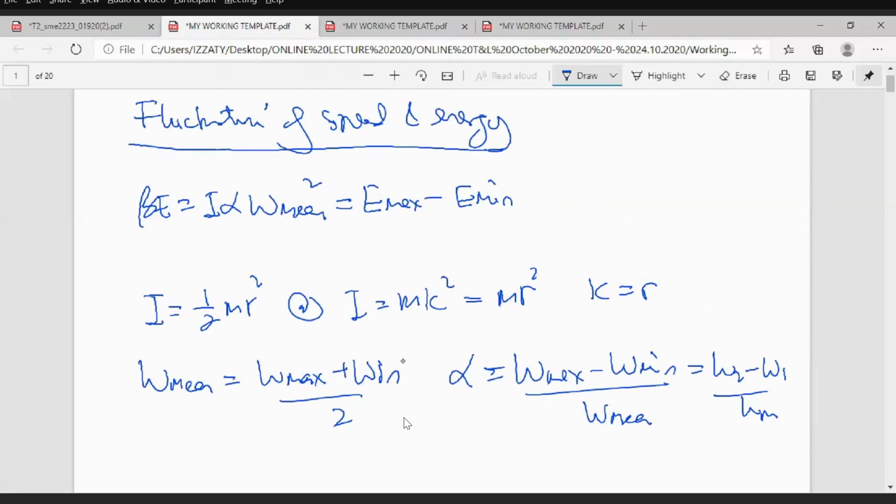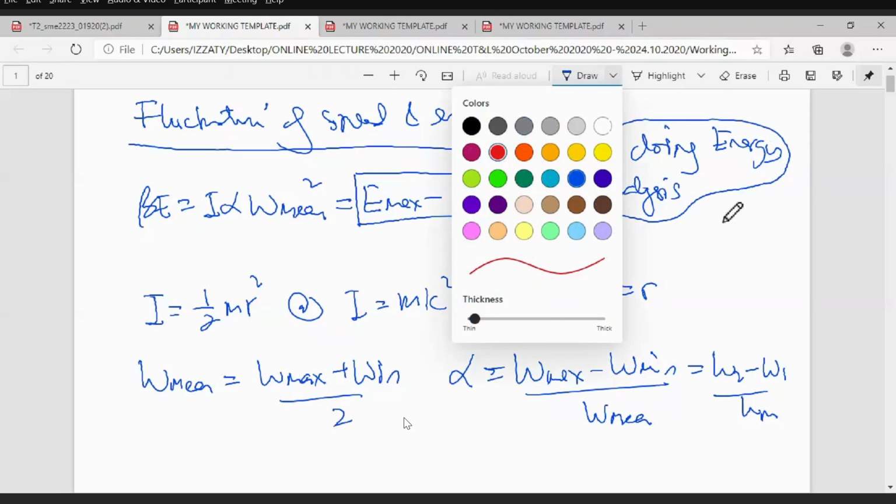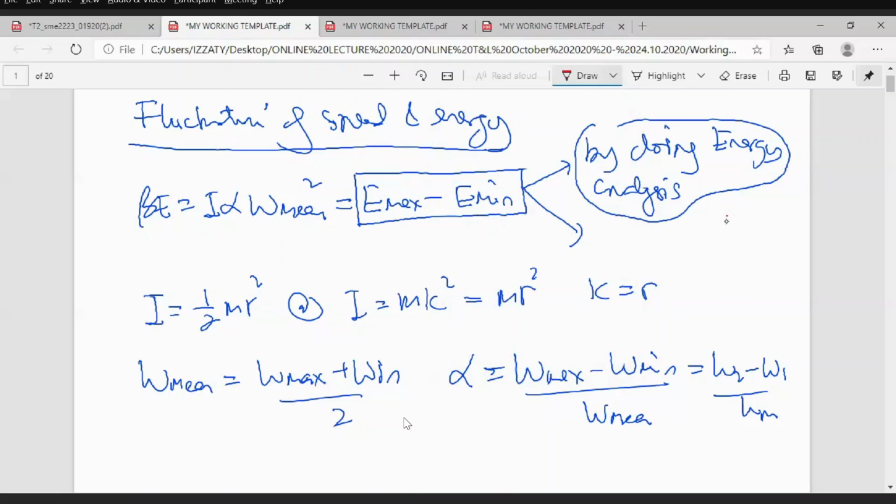Okay, now how am I going to use this equation? This is very important. Where can I get this one? I can only get E max and E min by doing energy analysis. So you cannot run away from energy analysis. How am I going to do energy analysis? You must have T-mean, correct. Before T-mean, you must have the turning moment diagram, isn't it? Then from this turning moment diagram, you have to have T-mean.